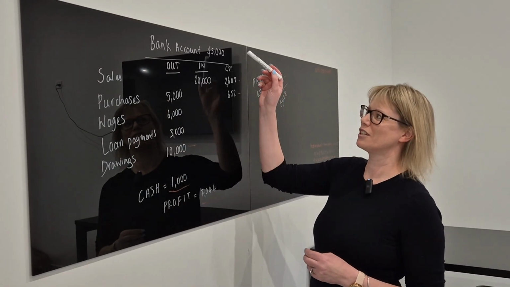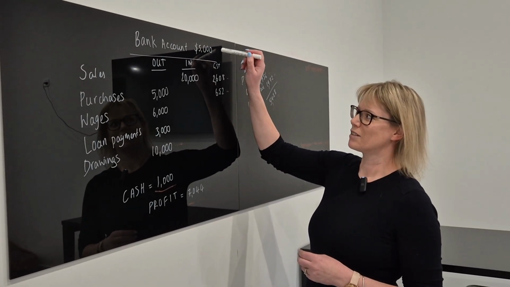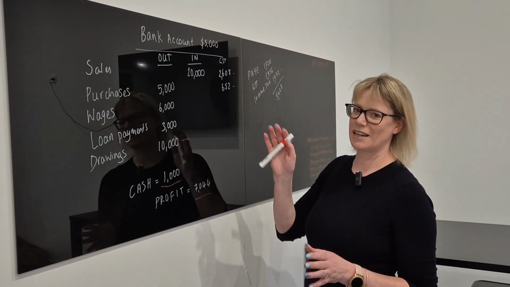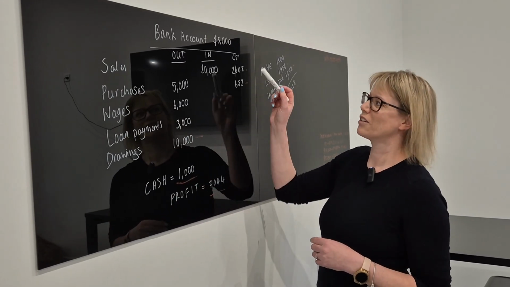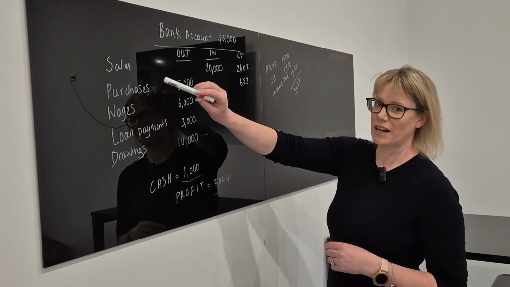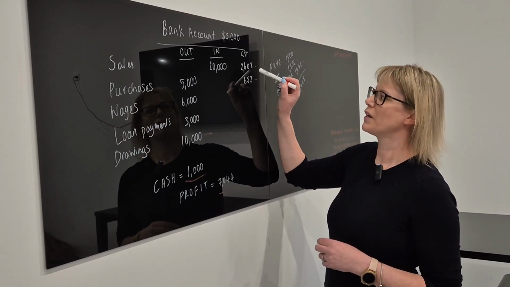So there's money in a bank account of $5,000, and what we're just going to go through is the ins and outs and what taxes you need to pay at the end of that. So you've got in of 20 grand, and GST on that comes to just over 2.5, okay?